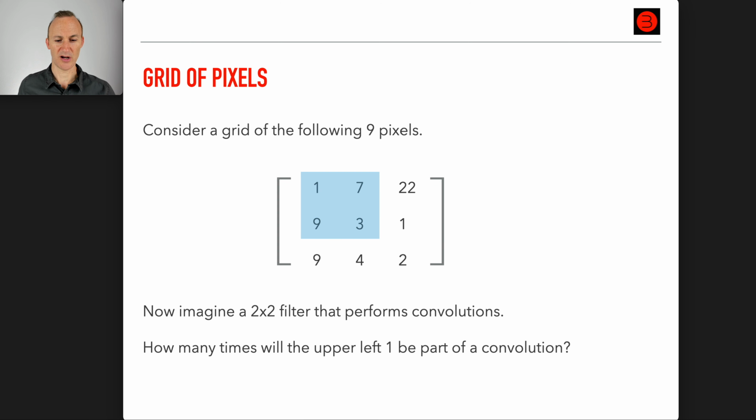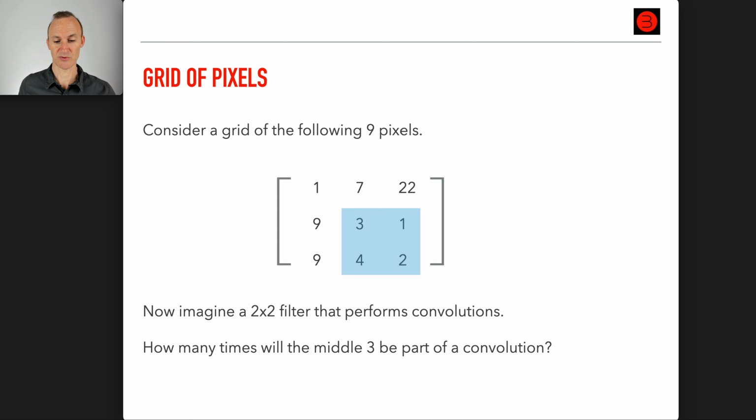How many times will the upper left one be part of a convolution? So the idea, right, is that the filter is going to go across the entire grid. Okay, well, to begin with, there's the number 1. It's being used in the first filter. Not being used in the second filter. It's not being used in the third filter. And no surprises here, it's not being used in the fourth filter. So in fact, the upper left one is only used 1 time.